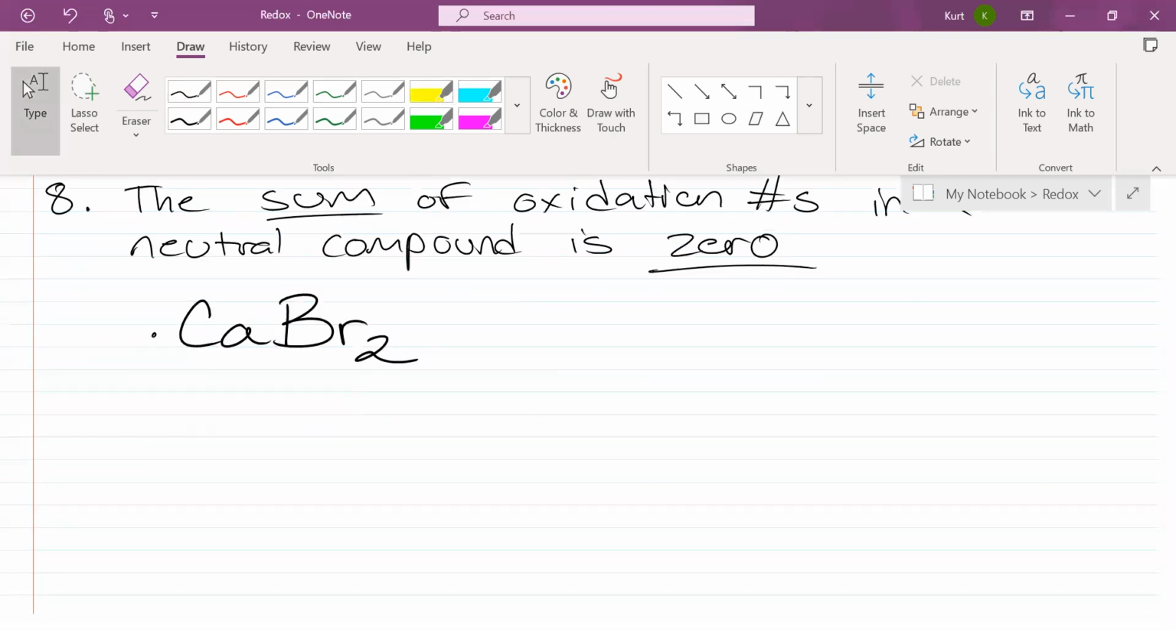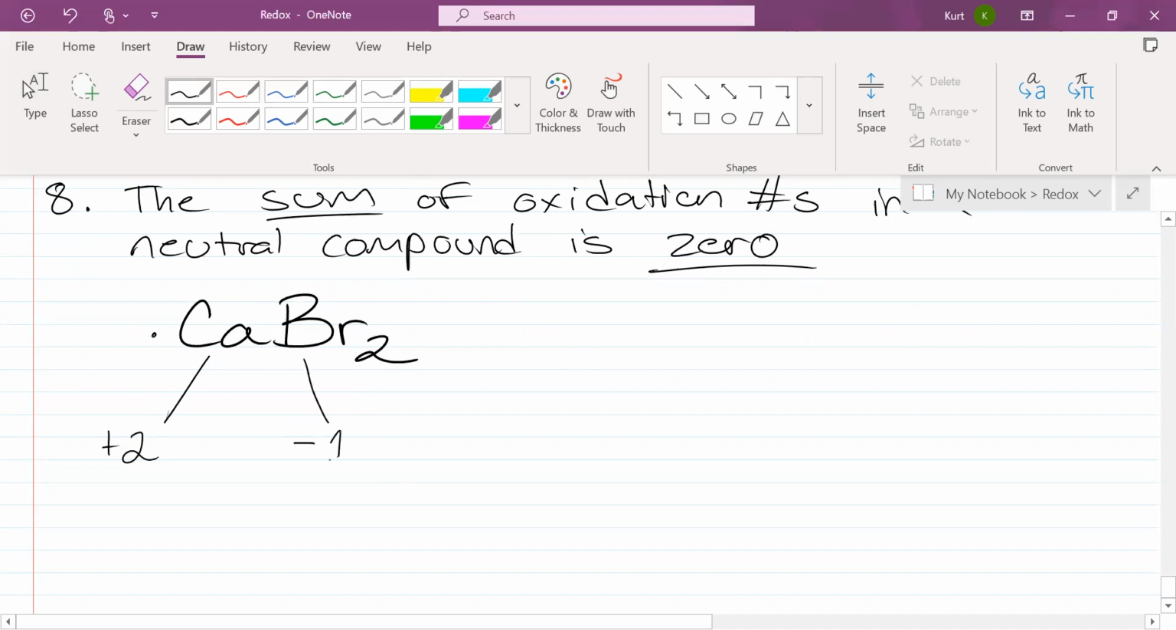So knowing that, calcium is found in group 2. So what is its oxidation number? +2. Bromide is found in group 17. So what is its oxidation number? -1. How many bromides are there? 2. So what is +2 plus -1 times 2? 0. The answer is 0.